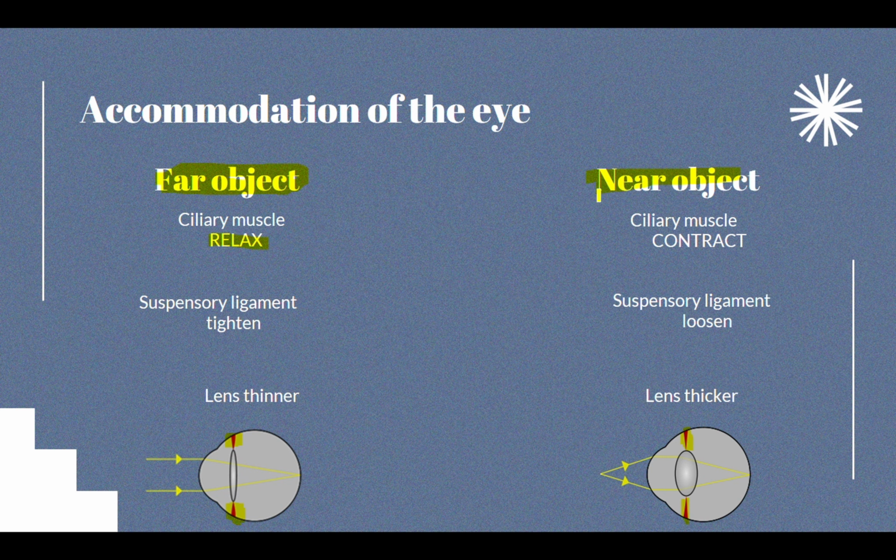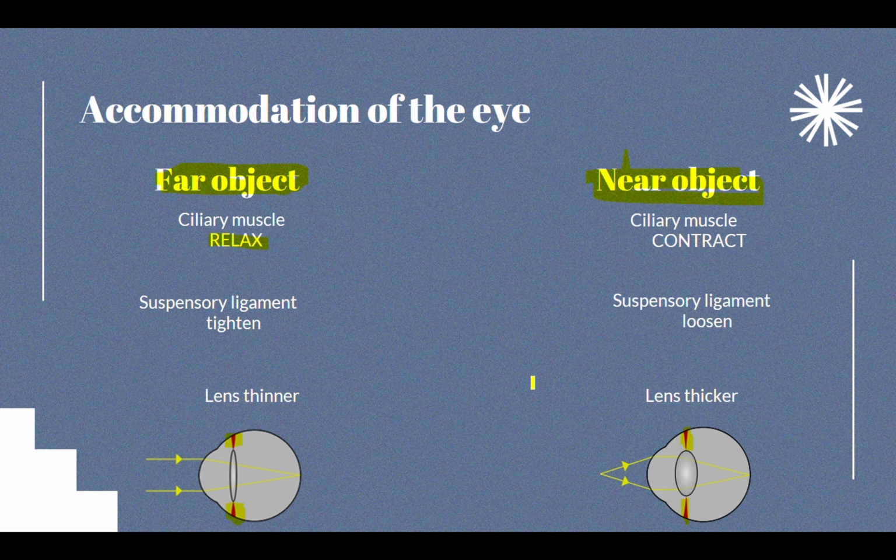While the near objects would cause the ciliary muscle to contract and the suspensory ligament to loosen. So they're just like the radial and the circular muscle. They are acting in a way that one is working, one is relaxing, and the opposite. And in the case of a near object, the lens would become thicker.